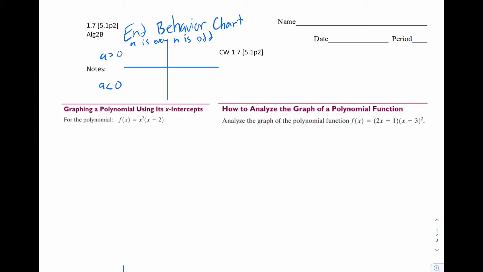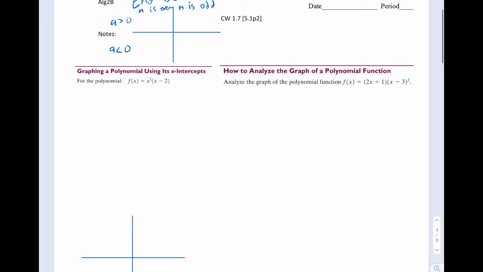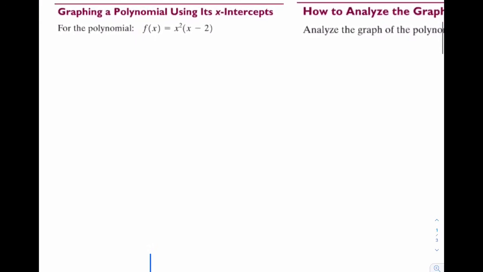Welcome to CW 1.7. Today we're going to be talking about how to analyze a polynomial function. I'm going to show you the basics of graphing, but know that for your homework and for today's class, we're actually not going to graph them. So we're going to first start talking about, I want to graph this function right here.